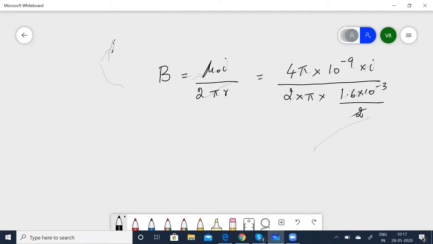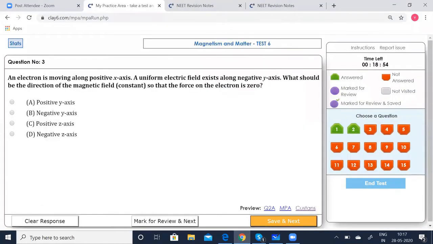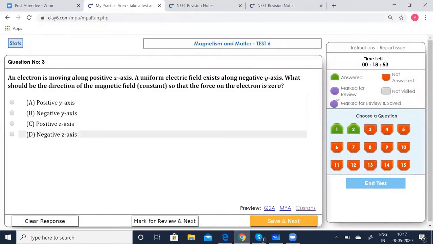So this 2 and 2 get cancelled, pi gets cancelled. And the value for B is given as 5 into 10 to the power of minus 3. So you can equate this to this. After simplification, we can see that I is equal to 20 amperes. Let's see which option is correct. 20 amperes, B is correct. Save that, go to the next.